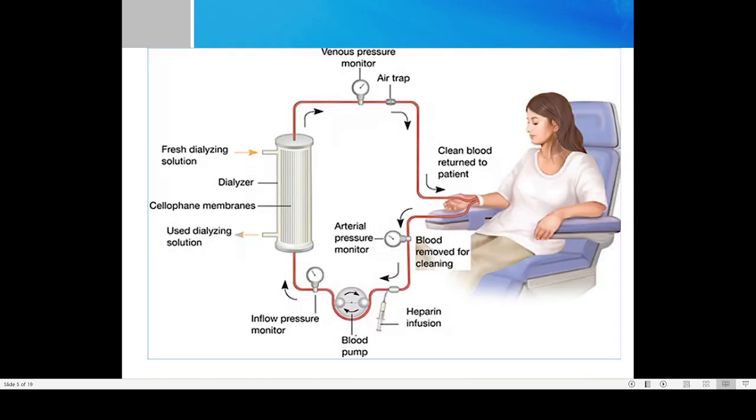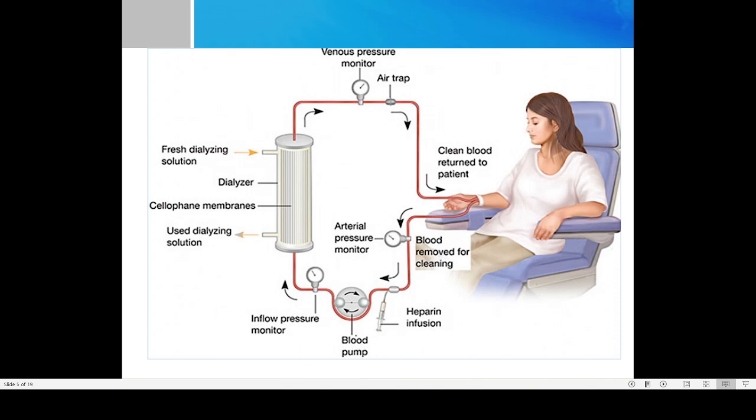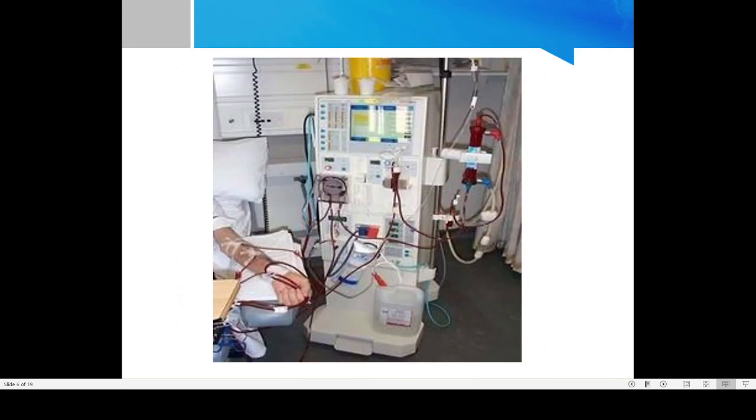Now you can also see that one important thing about dialysis is that it is very costly. Even though nowadays it is affordable to most people, those who have problems with the kidney have to undergo this dialysis almost every week. So this is also an expensive process. So this is regarding what we mean by dialysis.